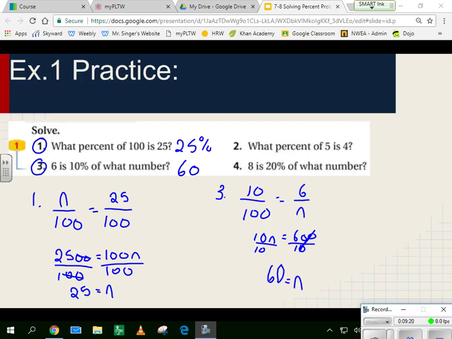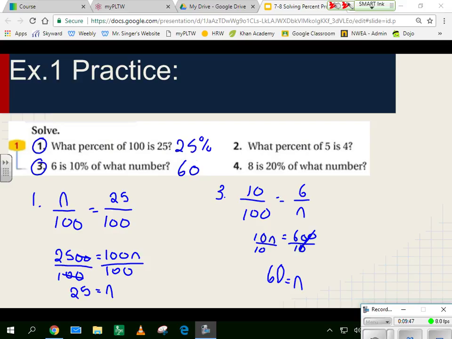All right, so for number 1, the percentage we were looking for was 25%. And for number 3, the number we were looking for was 60. So here's how I set up my proportions. For number 1, we didn't know the percent, so I knew it was going to be n over 100 at least for my percentage. And then I knew that 100 was the full number of 25, so that's how I set that up. Cross multiplied, I got 2,500 and 100n. I divided by 100, I got 25.